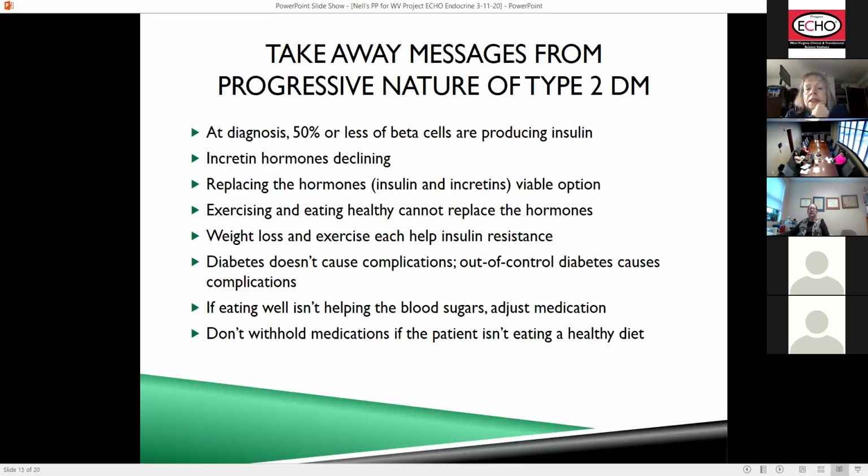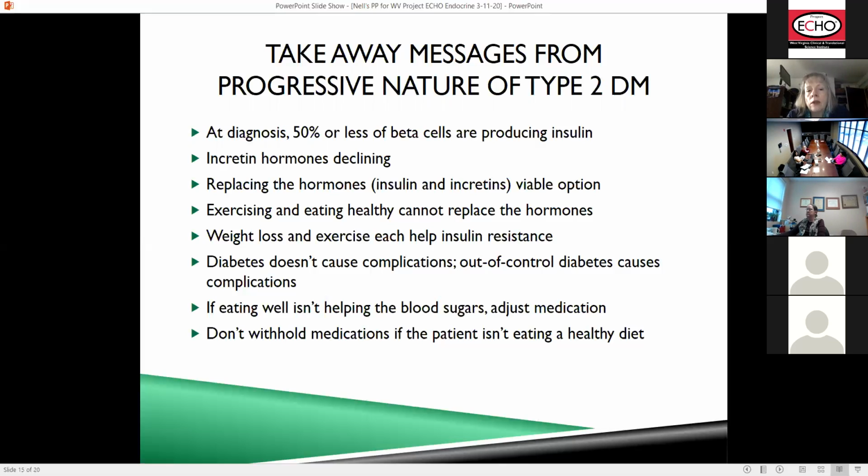I just stuck this in here. Diabetes itself does not cause complications. It's out of control diabetes that causes complications. And I've seen so many patients that just have this attitude of, well, my blood sugar's high, but I've had diabetes a long time and there's nothing I can do about it. If eating well doesn't help the blood sugars, then it's time to adjust the medication.